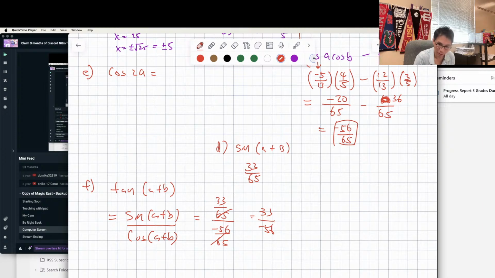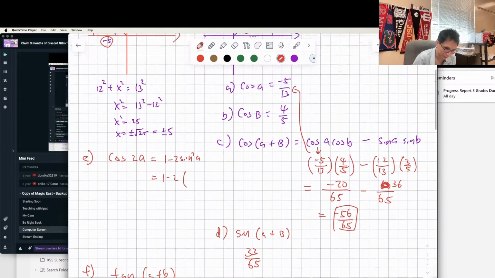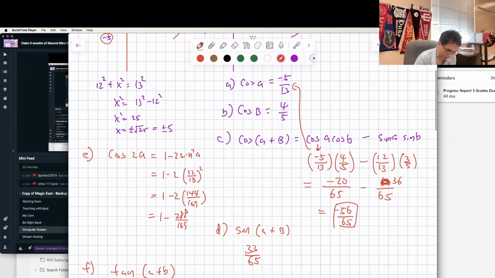Okay. Cosine of 2A, well, I'm going to use 1 minus 2 sine squared of A. Do you remember that? And I can say 1 minus 2 times, well, what is sine of A? Sine of A is 12 over 13, right? And squared. So that's equal to 1 minus 2 times 144 over 169. 1 minus 288 over 169. I have no idea what that is. 169 minus 288. What's 169 minus 288?